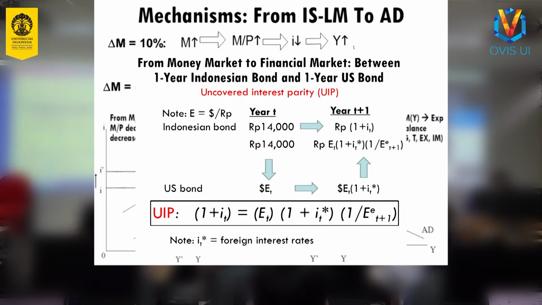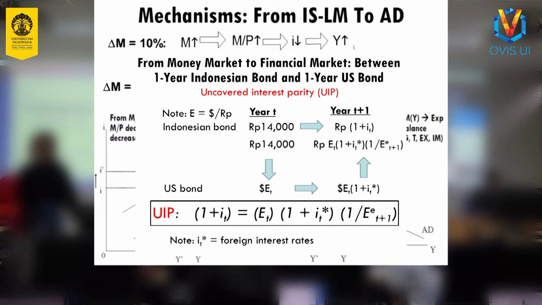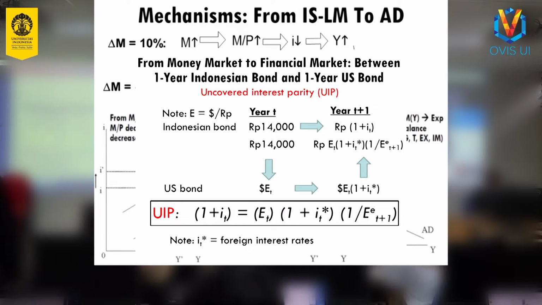What about if you want to use that 14,000 to buy US bonds? Well, first of all, since US bond is in dollars, you need to convert this into dollars. So this is the conversion, this is the exchange rate. Now that you have US dollars, you're ready to buy the US bond. And how much do you get next year by holding that US bond? This is what you get.